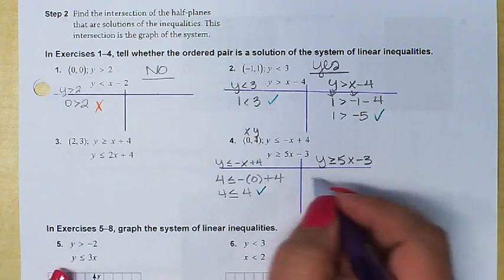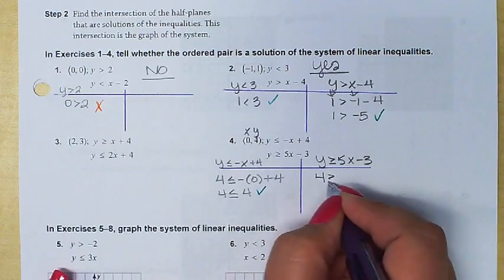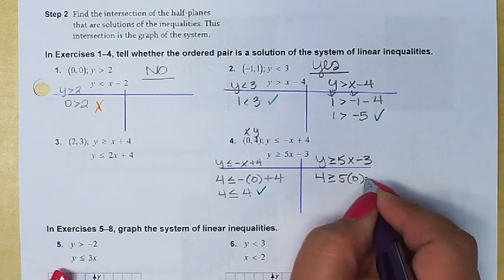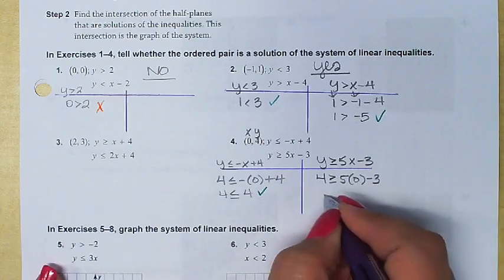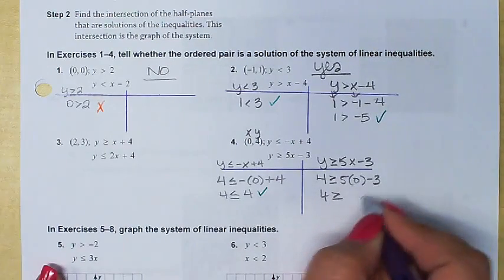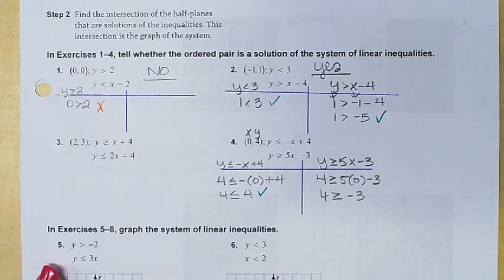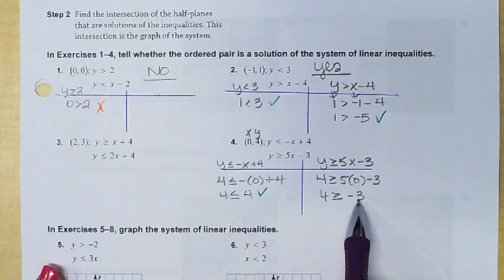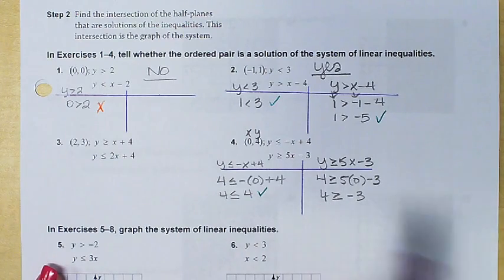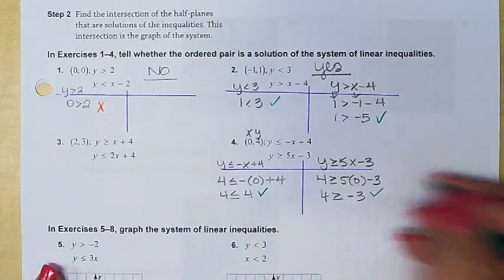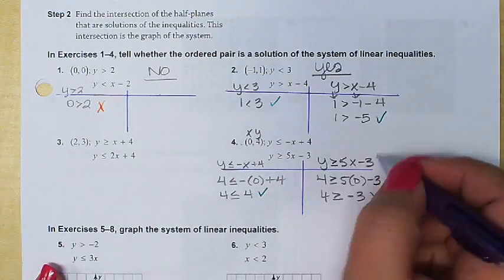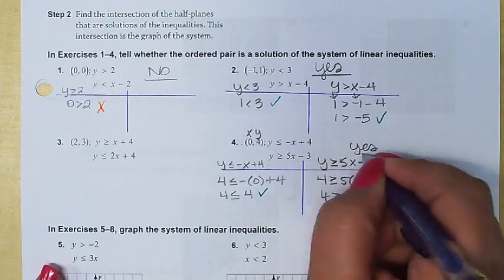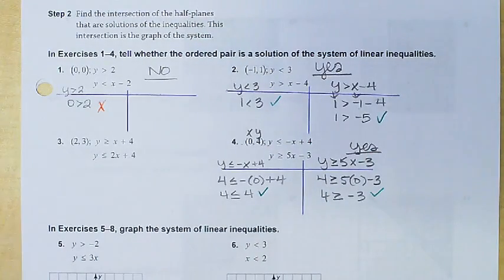And we'll insert our point. So y would be 4 here, and x would be 0. 5 times 0 is still 0, and 0 minus 3 is a negative 3. So is 4 greater than or equal to negative 3? Yeah, it's greater than, right? It meets that top criteria, so it works in that one as well. And then we can conclude that, yes, this point is a solution to the inequality. Okay, so that's testing the point.